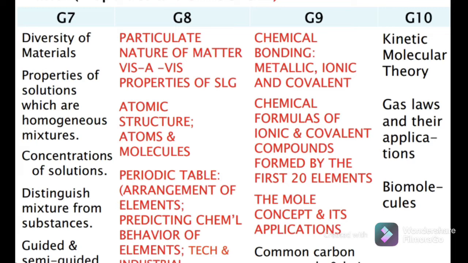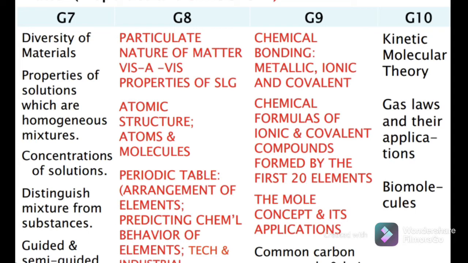Another example in matter: in grade 7 you are teaching about properties of solutions, which are homogeneous mixtures. Then in grade 8, relative to this, there is an increase or a progression about atomic structure, atoms, and molecules. And then in grade 9, another progression, which is chemical formula of ionic and covalent compounds and gas laws and their application. So you will see that there is an increase or a progression of the different concepts being taught by the teacher in different levels because they are considering the nature of what the students have already known before they proceed with higher learning.